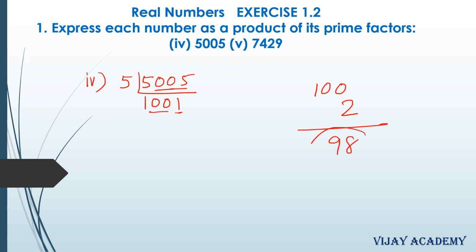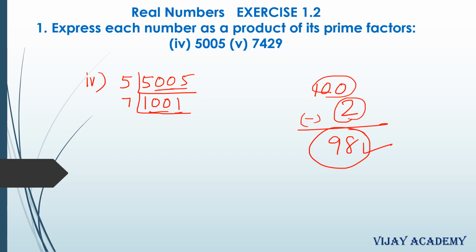So if the difference between the double of the last digit and the number formed by the remaining digits is a multiple of 7, then the given number is a multiple of 7. So 98 is divisible by 7, therefore 1001 also is divisible by 7. So let us divide this by 7.